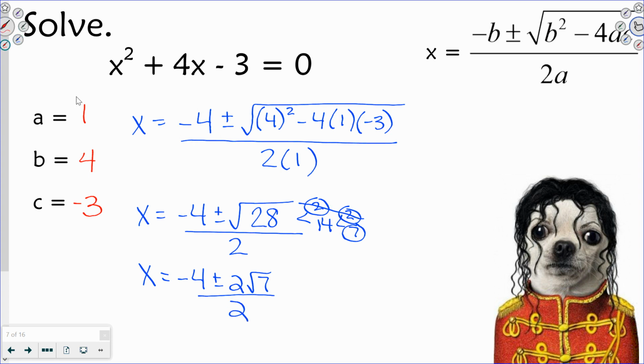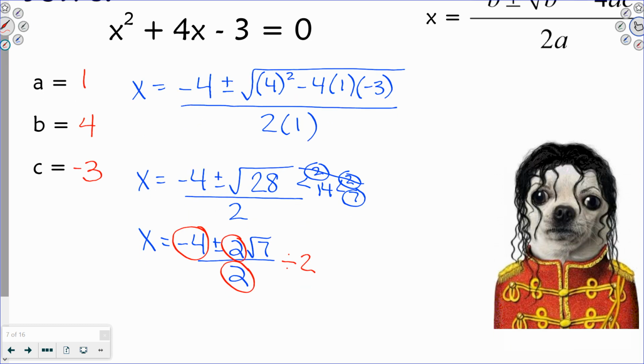And then we look to see if we can simplify, and it has to be all three numbers. Never divide into a radical, okay? But all three numbers, and all three numbers I can actually divide by 2. So we're going to get x equals negative 2 plus or minus radical 7 over 1, but I don't have to write divide by 1. It's kind of implied. So there we go. Negative 2 plus or minus radical 7.